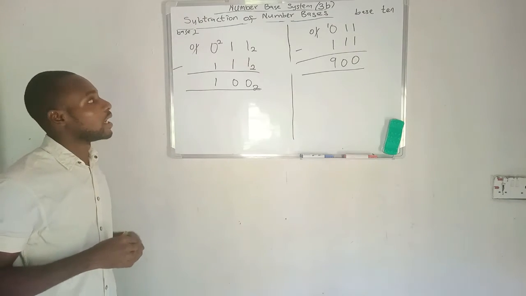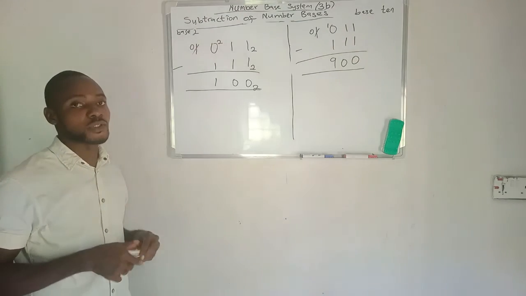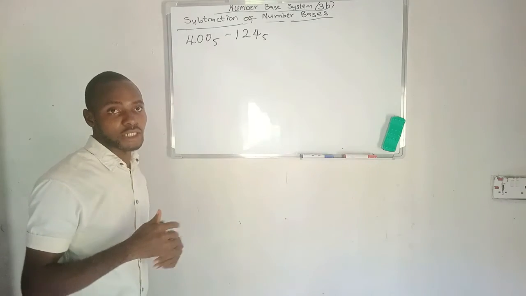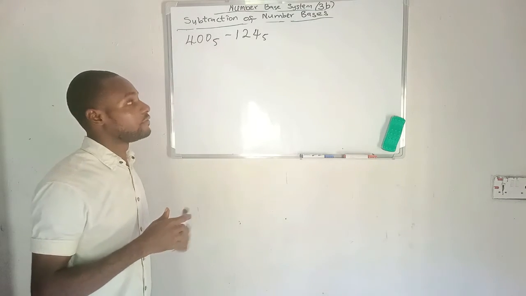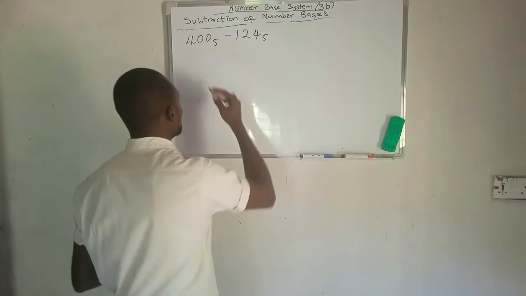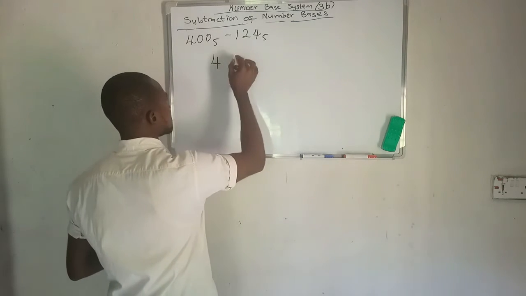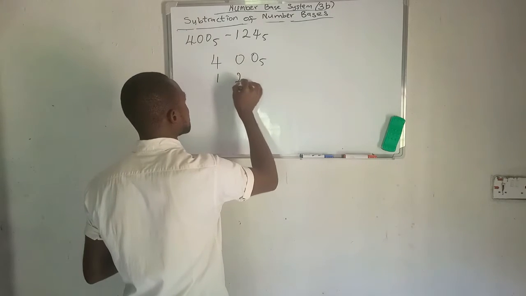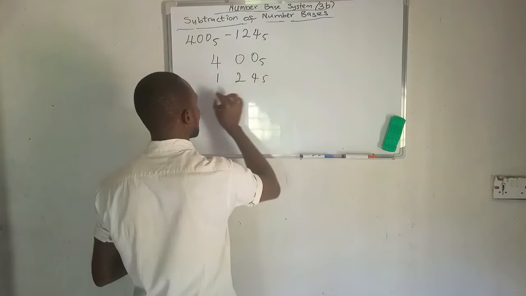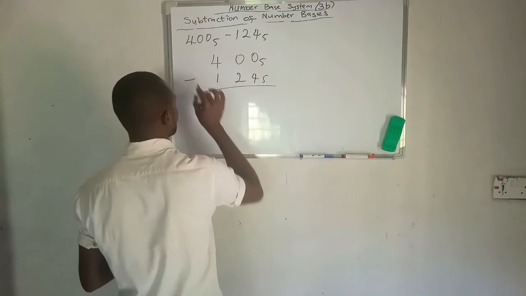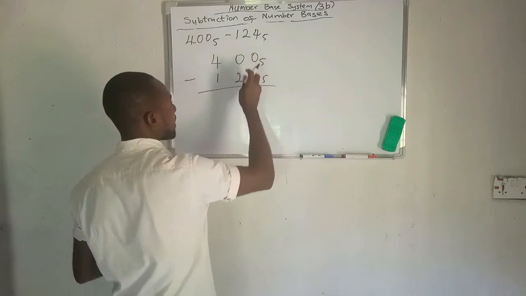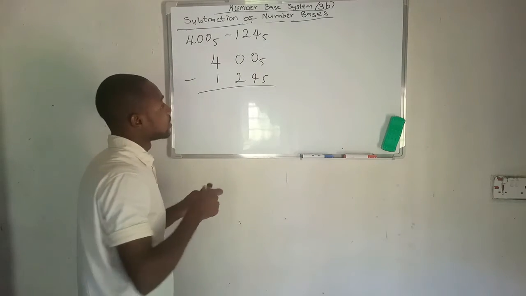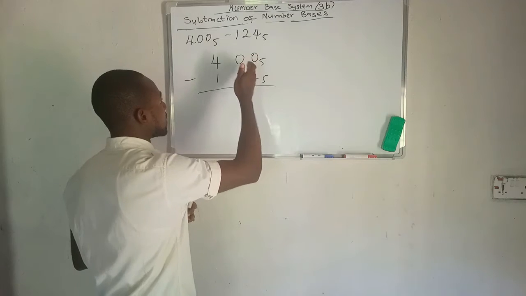Let's do 2 more examples on this. We use the same method that we did in the previous examples. So I have 400 base 5, and I'll have 124 base 5, and we subtract them. So I have 0 minus 4. 4 is bigger than 0, so we cannot do this.